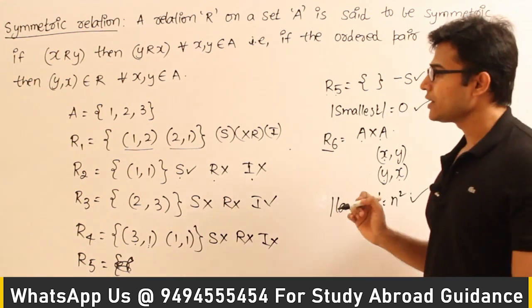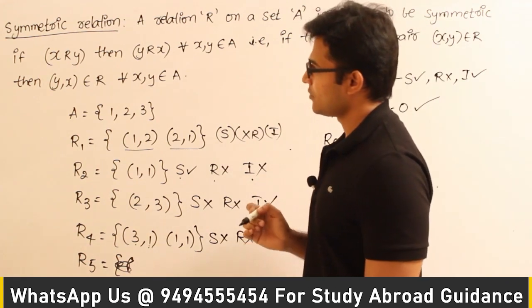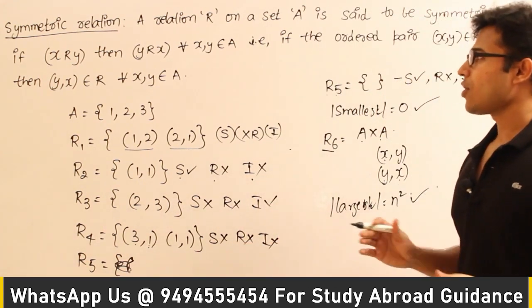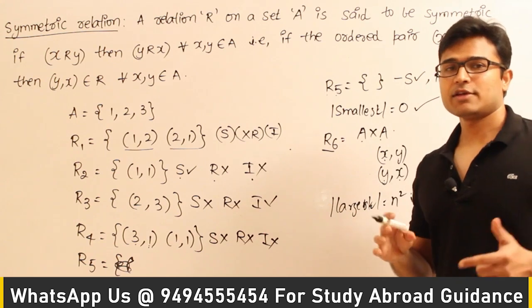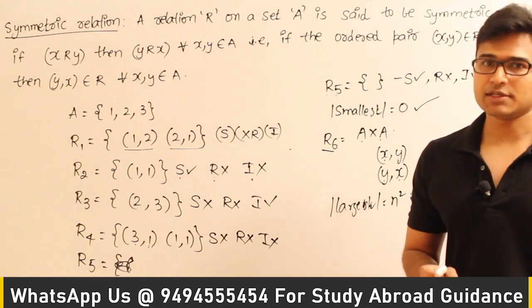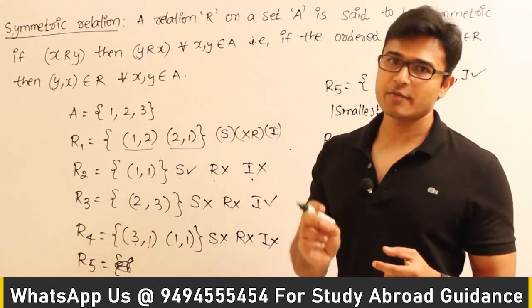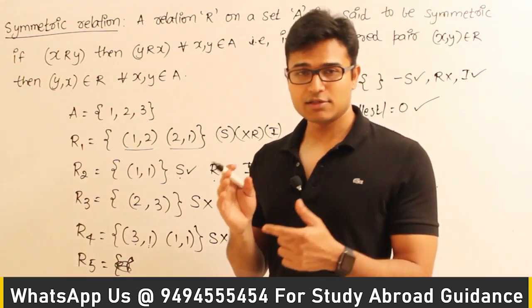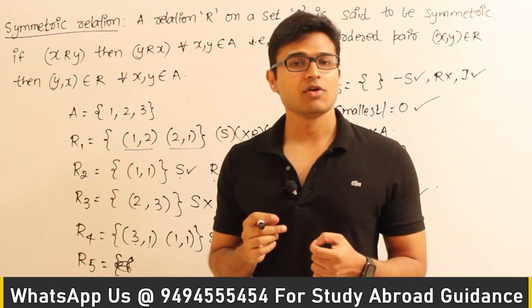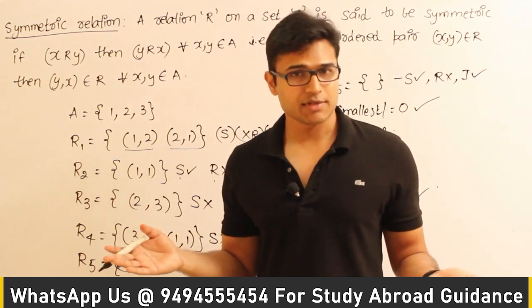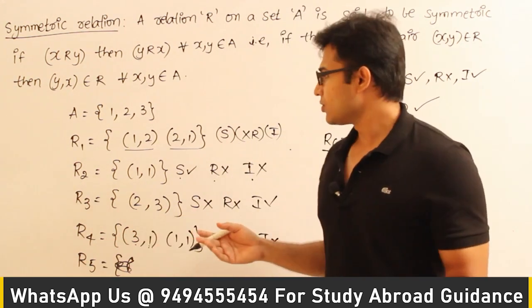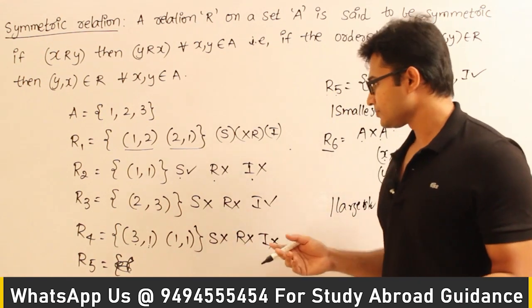So only one thing you have to be careful while discussing symmetric relation is, it is not that every element of type x comma y and y comma x should be present. It is only the condition that if x comma y is present, then y comma x should be present. That is what you should be checking for. You need not worry if x comma y is not present at all. Got it? So in this case, see this.